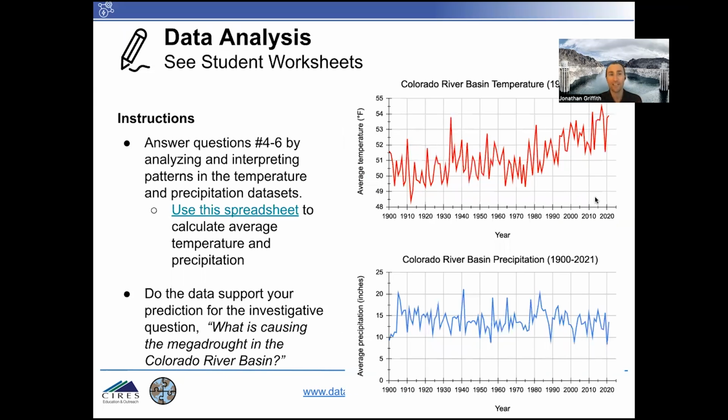After talking about these graphs, it's time to send students away to analyze and interpret these graphs on their own by answering questions 4 through 6 on their student worksheet. They're identifying patterns, looking to explain these patterns, and then putting that back into the context of their prediction for the investigative question, what is causing the Megadrought in the Colorado River Basin? Is their prediction confirmed by the data set, or refuted by the data set? Give them an opportunity to revise their prediction for the investigative question.